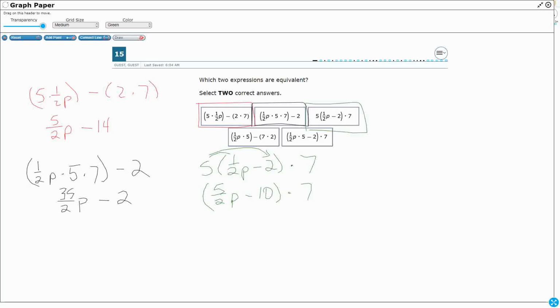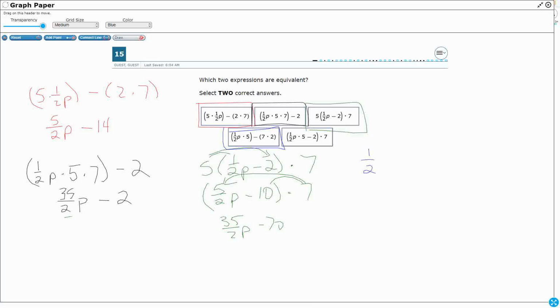And that, yeah, if I multiply both of those by 7, I'd have to distribute again, right? So I can go ahead and do that second one just so we get the parentheses out of here. I have to multiply both of those by 7, and that's going to end up being 35 halves p, which I have right here, but it's minus 70. Okay, so not quite. Let's see what this one looks like here.